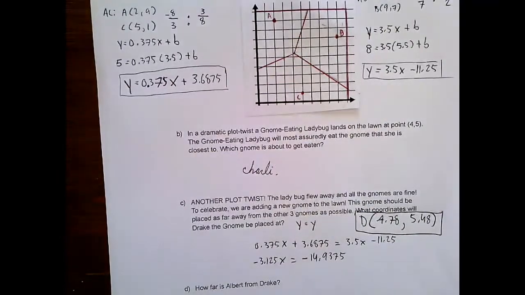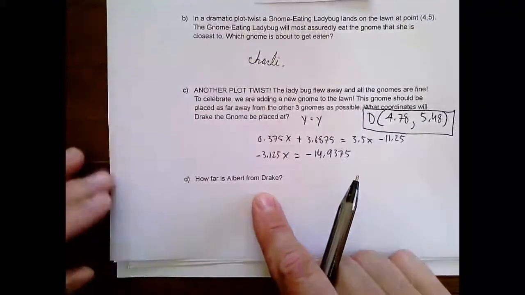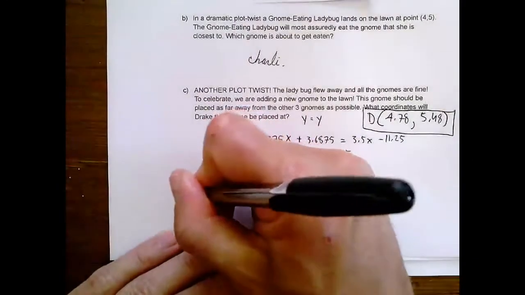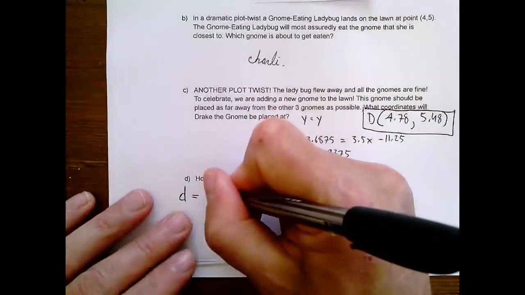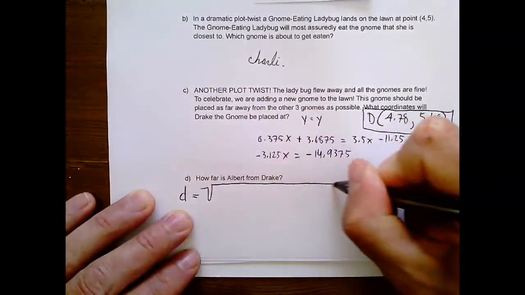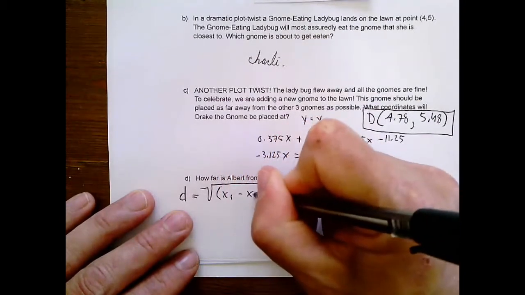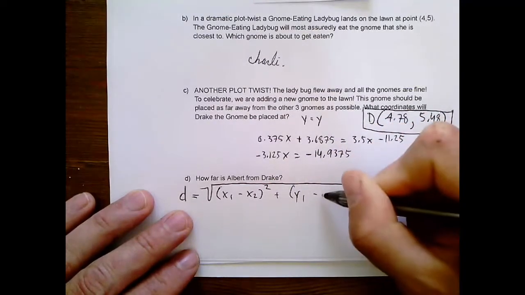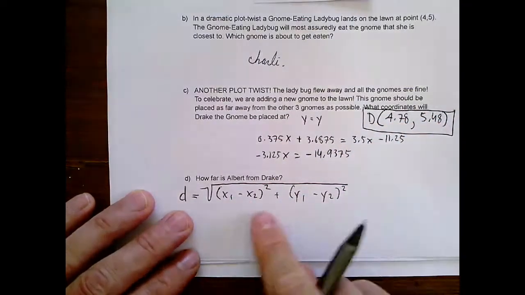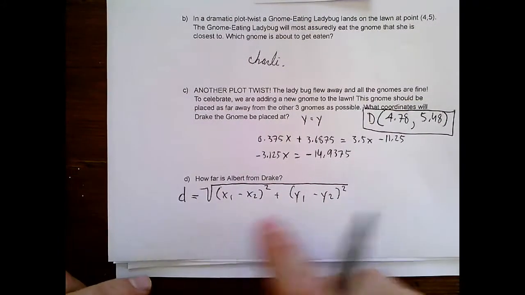And then the question was, well, how far is Albert? Oops, let me come so you can read that. I'm sorry. How far is Albert from Drake? All right, home stretch. All we gotta do is the distance formula, right? And the distance formula tells us all you got to do is take the square root of x1 minus x2 squared plus y1 minus y2 squared. Remember, those are just labels. You could put x2 minus x1, y2 minus y1. It really doesn't matter. You just got to plug in.